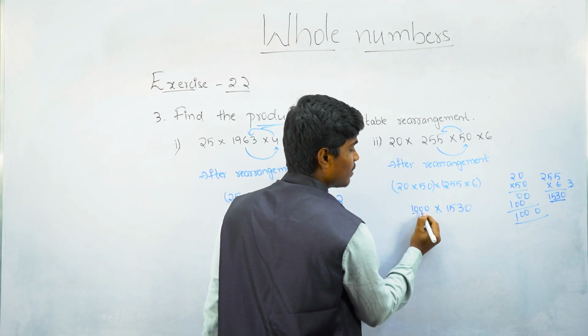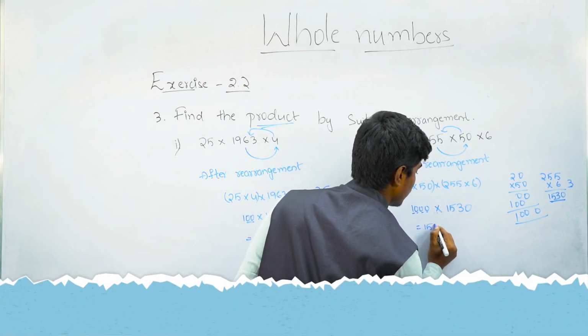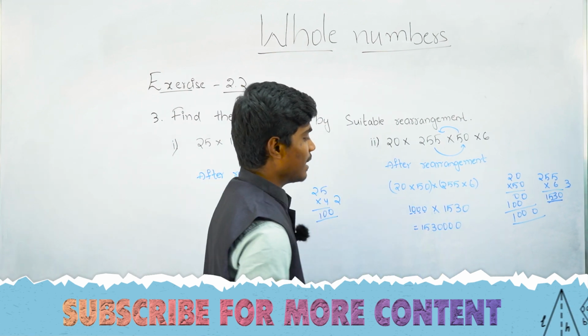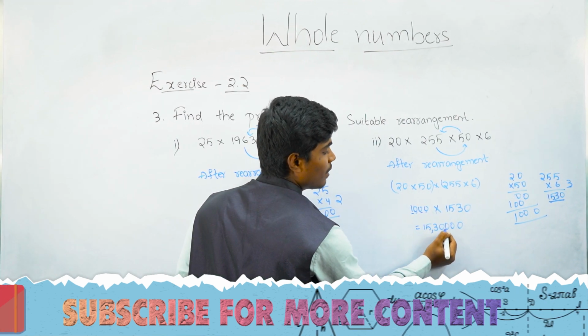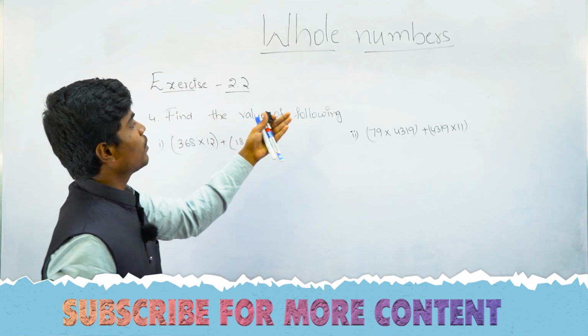So, we have to add 3 zeros because the number has 3 zeros. So, the answer will be 1530. We have to add 3 zeros. So, the answer is 15,30,000. Coming to the fourth problem, find the value of the following.